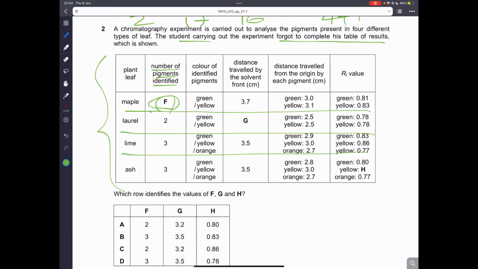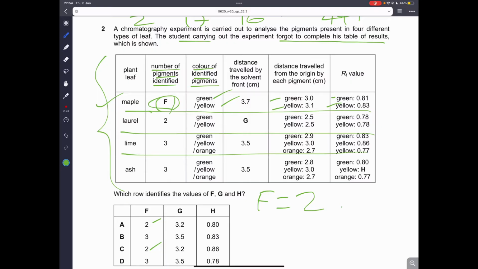However, there are colors of identified pigments. We have seen there are green and yellow. There are both of them. So this means for F, the number of pigments has to be 2. So there are only 2 identified, so A or C. So F is easily done.